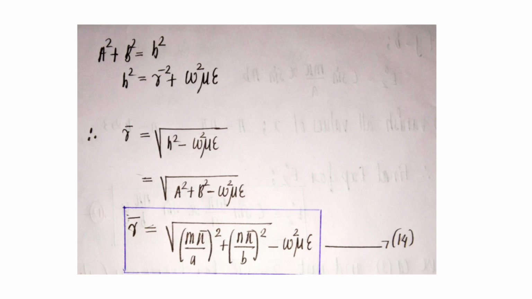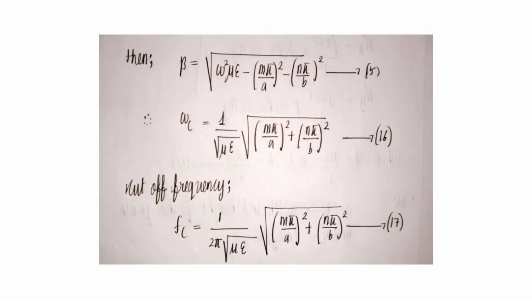Also, a² + b² = h² = γ² + ω²με. Therefore, γ = √(h² − ω²με) = √(a² + b² − ω²με). Here we get the final equation γ = √((mπ/a)² + (nπ/b)² − ω²με), where gamma is the propagation constant for a rectangular guide for TM wave. For low frequencies, ω²με is very small. Gamma will be a real number. If gamma is a real number, β must be 0.